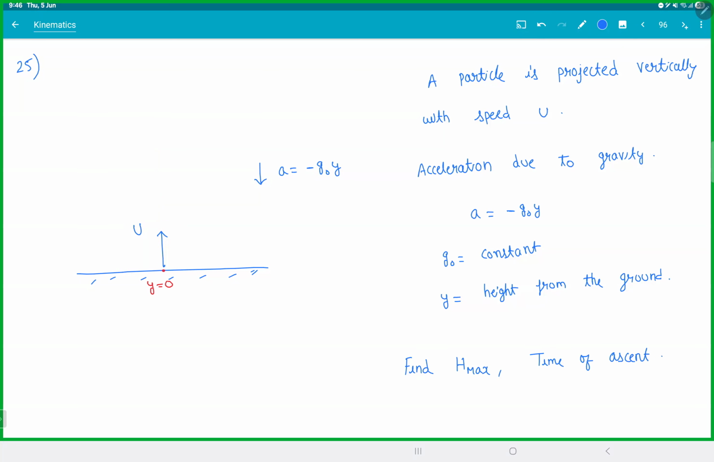Let's get this. The answer comes in terms of u and g naught. So instead of your regular gravity, we have a gravity which is increasing with height. The higher you go, the more the gravity. Find h max and find time of ascent.